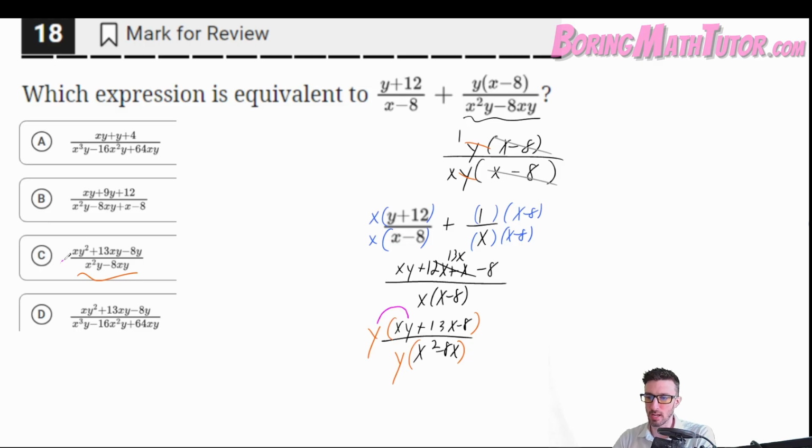xy times y, xy squared looks pretty good. Y times 13x, 13xy, okay. And y times minus 8, yes, that actually is our answer. Now, we kind of got a little lucky.